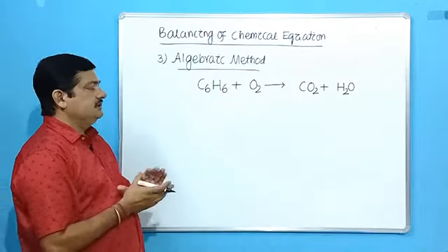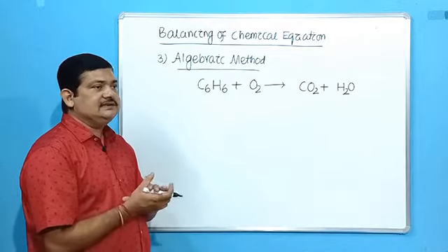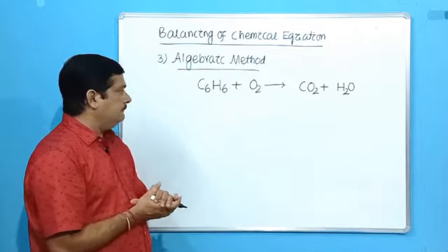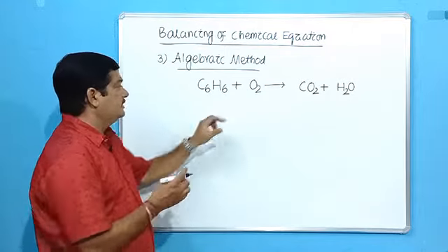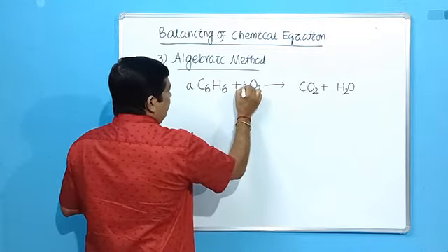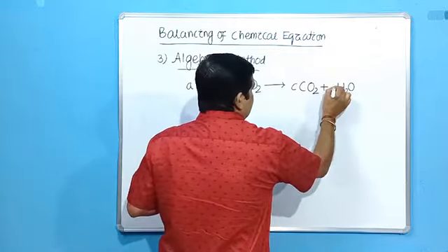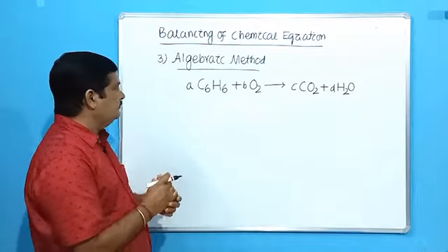So we will try to balance this complex equation by the algebraic method. During balancing a chemical equation, what you are actually doing? We are multiplying them with some numbers. So instead of numbers, we will be using A, B, C, D. This is how we balance a chemical equation.